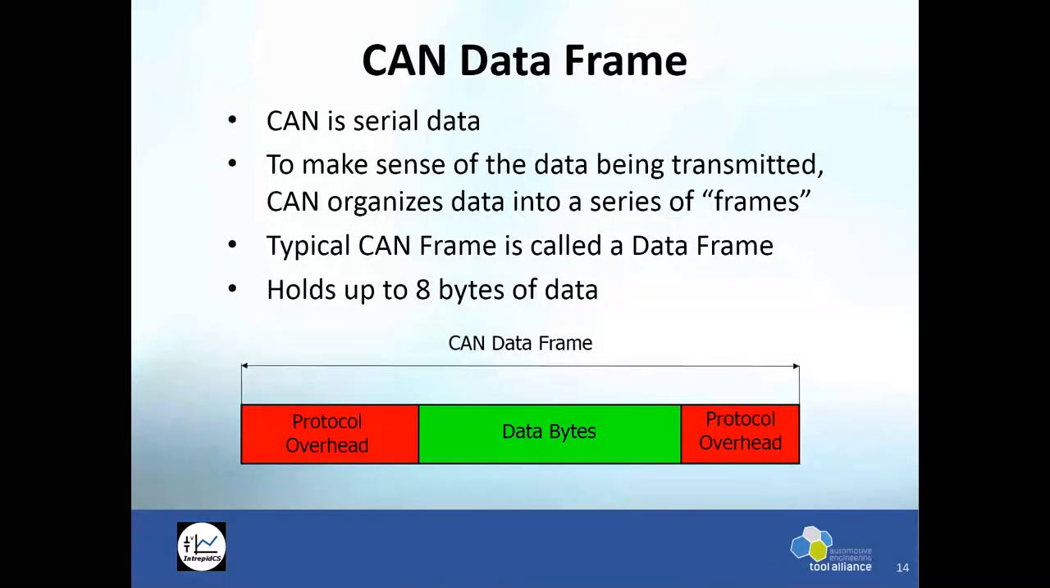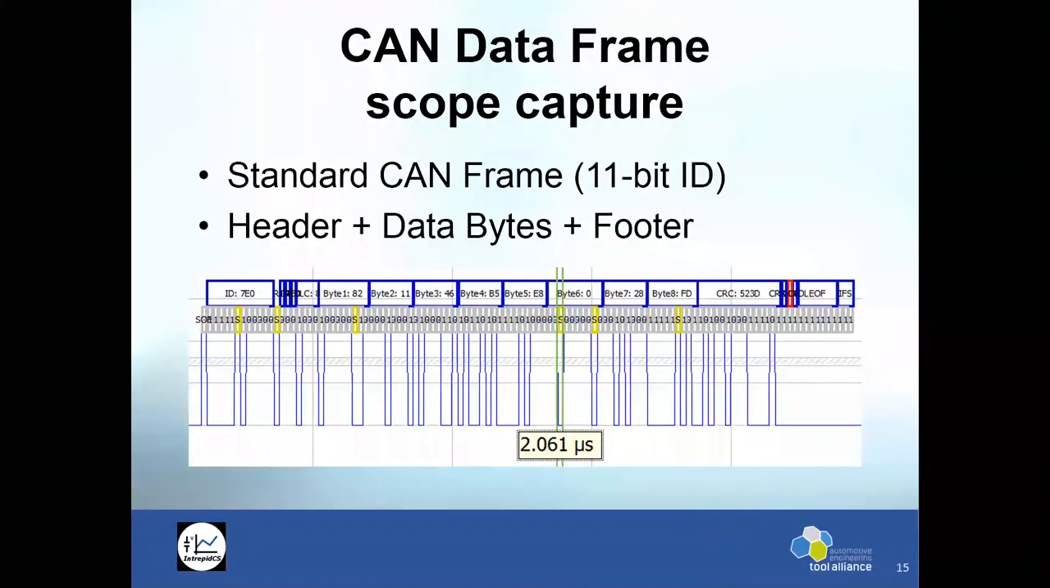So the CAN data frame is serial data. It's just a bunch of ones and zeros going out on the bus and sequenced. Each series of data bytes and bits is called a frame. A typical CAN frame is called a data frame, and it holds up to 8 bytes of data. It doesn't have to be 8 bytes. It can be 0 bytes, 1 byte, 2 bytes, all the way up to 8 bytes. And then we have what we call the protocol overhead before the data bytes, and then protocol overhead after the data bytes. So if you have a scope, this is what it would look like.